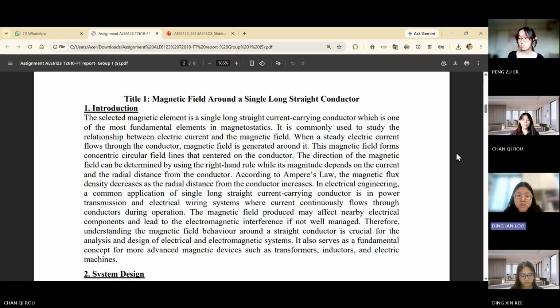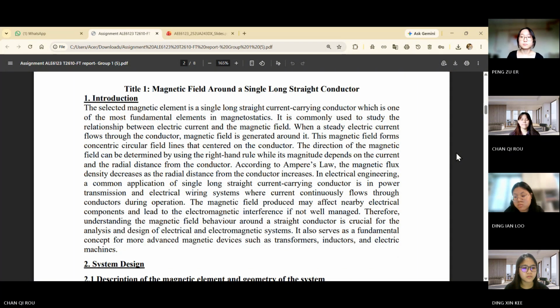As a result, understanding this magnetic field behavior is important in electrical engineering, and it has common application in electrical wiring and power transmission systems. Furthermore, these concepts serve as the foundation for more advanced electromagnetic devices, such as transformers, inductors, and electrical machines. Overall, the single long straight current carrying conductor is a fundamental magnetic element that helps us understand the relationship between electric current and magnetic field. That's all from me, and I would like to pass to the next person.